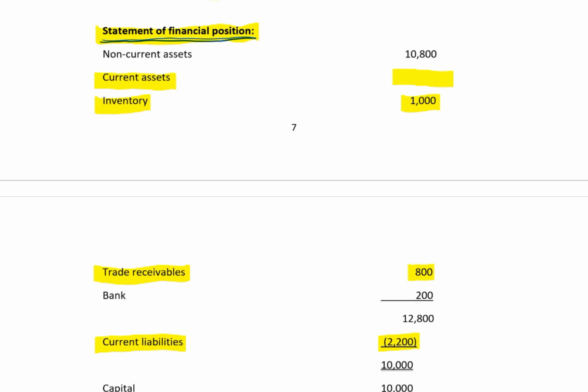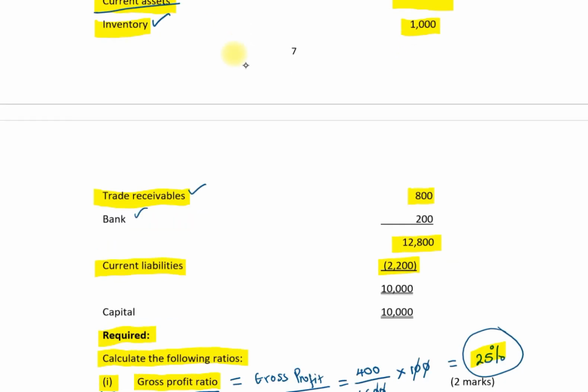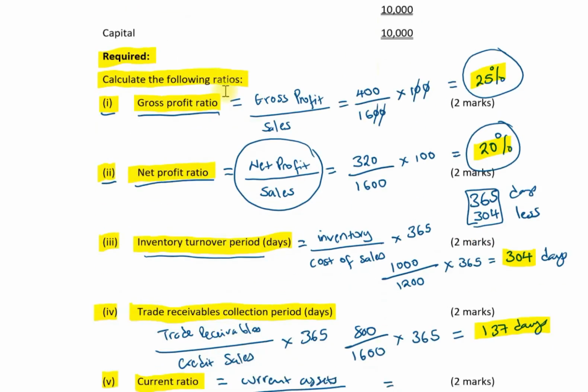This doesn't look right. Okay, I see. So actually this is supposed to be like this, okay? So the current assets include this, and include that, and include that. So the current asset value here is 12,800. Yeah, please take note. Okay, the total for the current assets is this one, 12,800. So let's go and do the calculation.